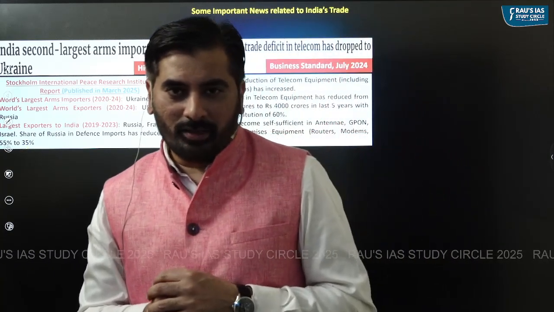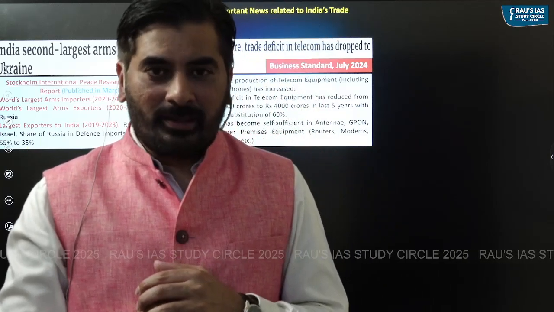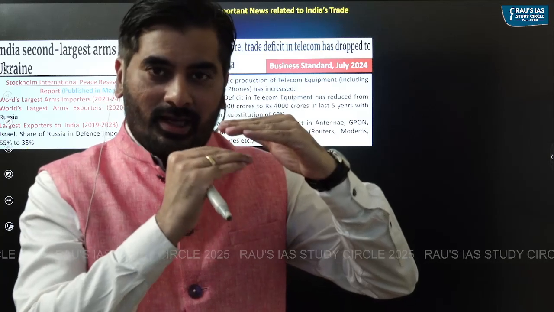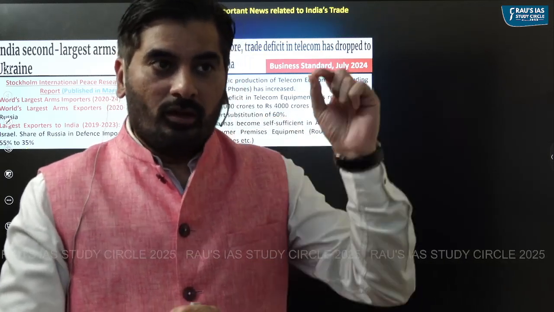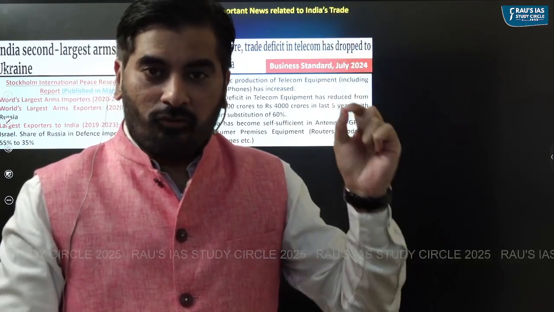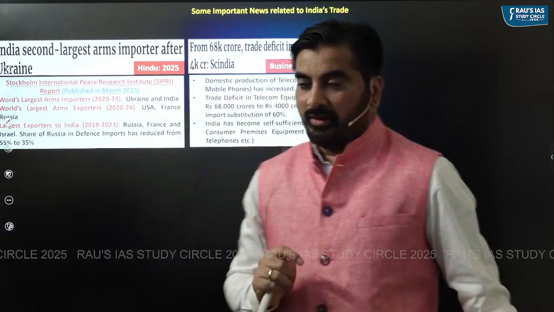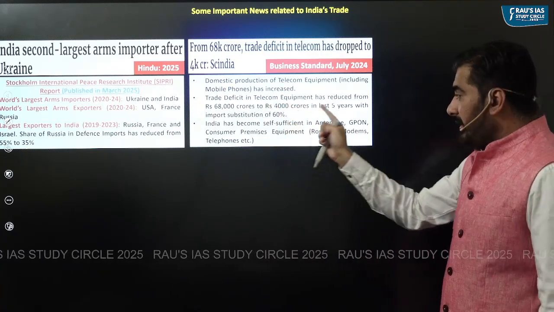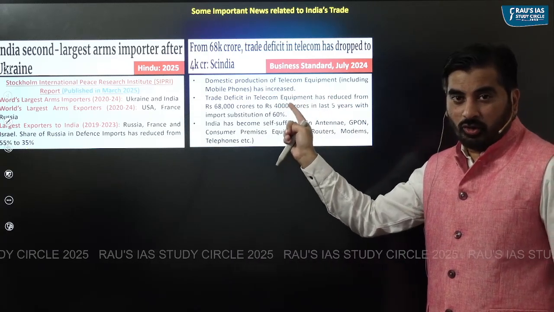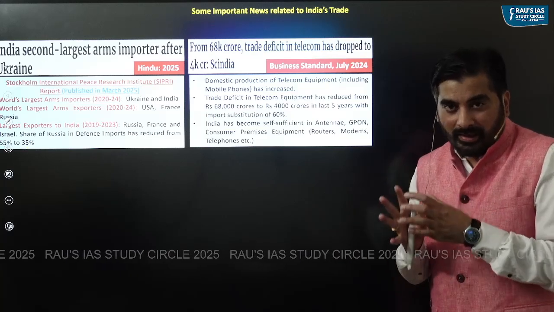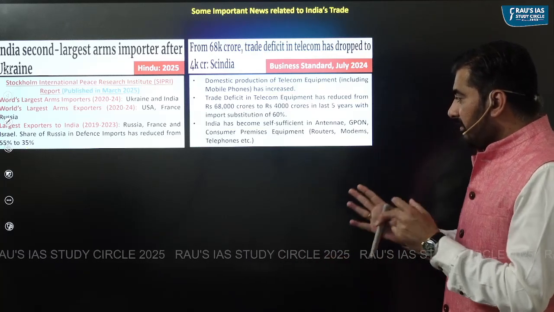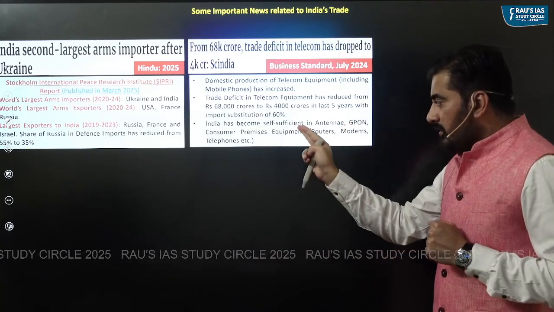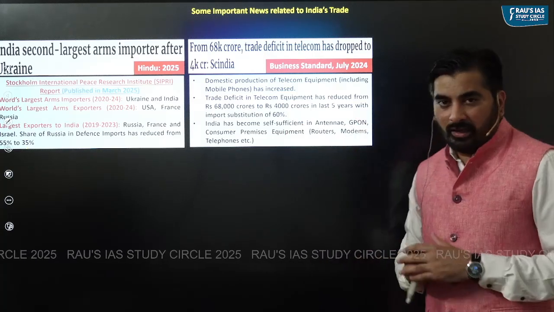So, in order to become Atmanirbhar Bharat with respect to telecommunication equipment, the Indian government launched the PLI scheme for telecommunication equipment. And thanks to the PLI scheme, the overall trade deficit in telecommunication equipment has reduced from 68,000 crores to just 4,000 crores in the last 5 years. Now almost 60% of telecommunication equipment we are able to manufacture in our own country. So India has become self-sufficient in antenna, GPON, optical fiber, consumer premises equipment, that is routers, modems and telephones.